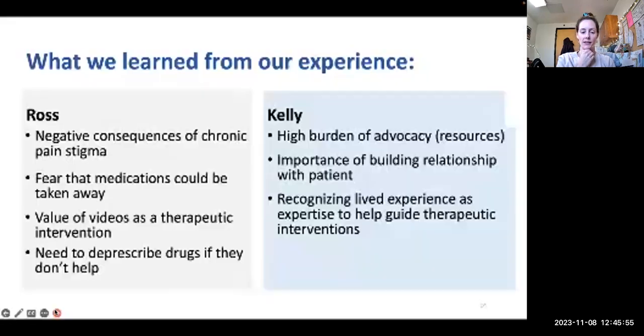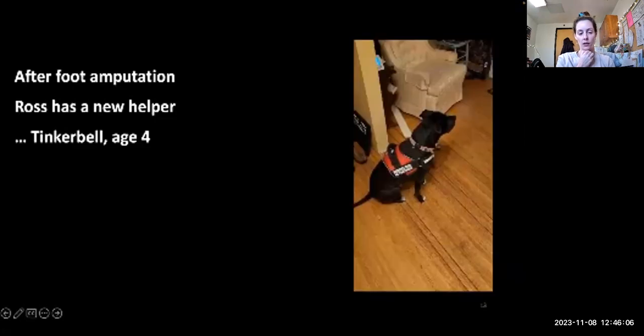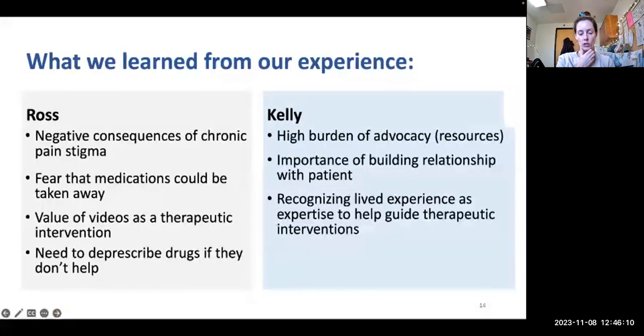Tink's probably the best medicine. But I just want to open it up to my dad. Dad, can you talk about what it was like to have the stigma of being on opiates and how that affected you physically and emotionally?